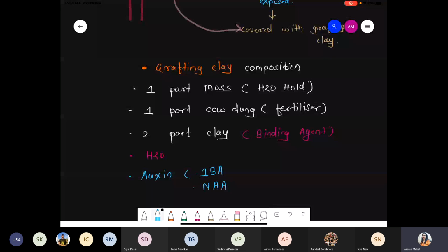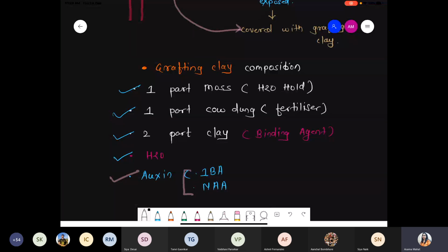Okay. So one part moss, one part cow dung, two parts clay. Again, some amount of water also. And the most important thing we are talking about is the requirement of auxin. You know very well, we are purposefully creating a cut. We have to provide nutrition because in the last technique, what was happening? The plant naturally can secrete traumatic acid, because traumatic acid is one type of auxin. But now in this condition we have to use artificial auxin, means artificially synthesized auxin, which is not produced by the plant, which is synthesized in the lab, which we prepared, right?